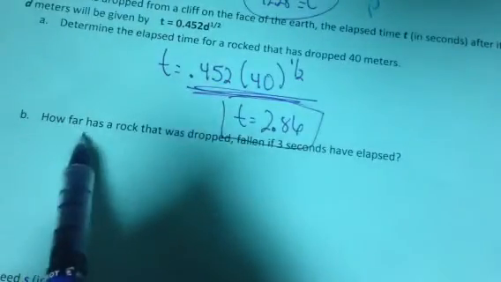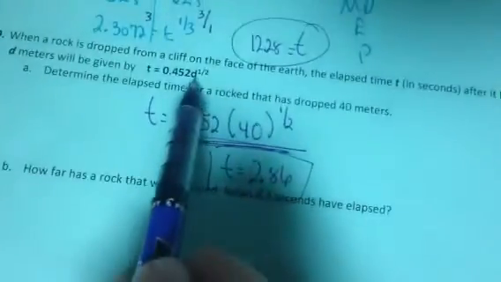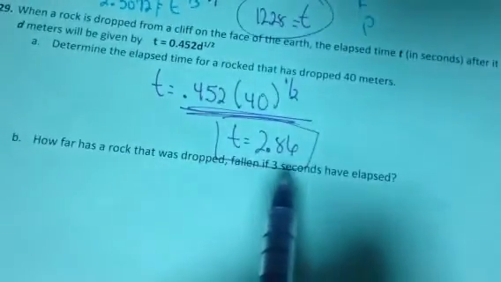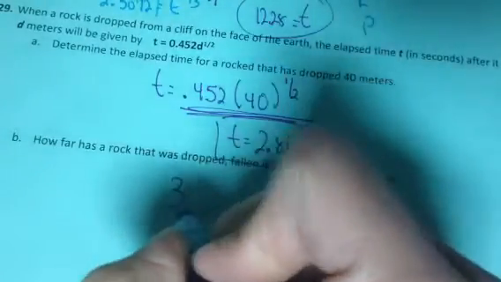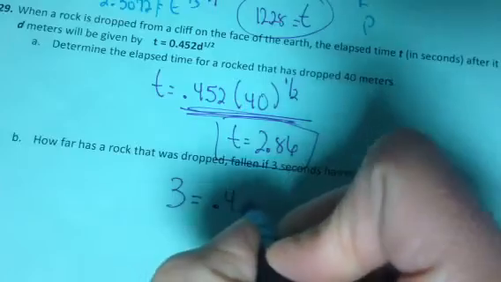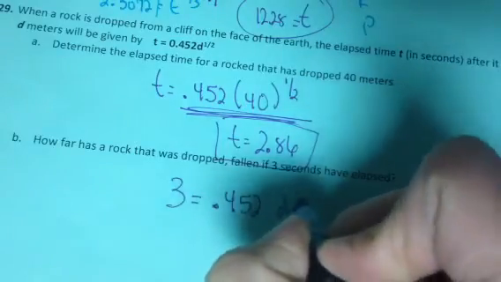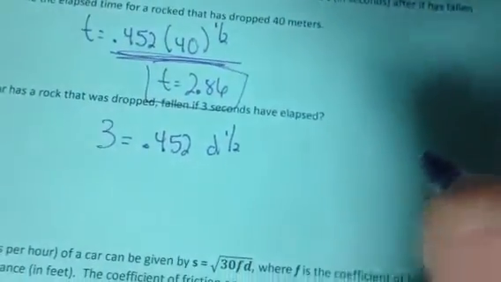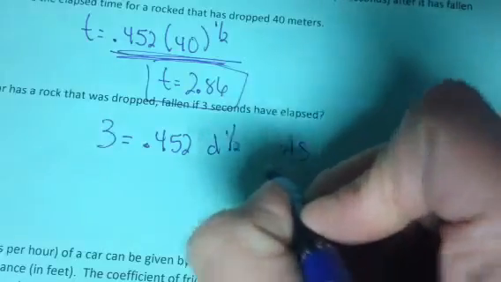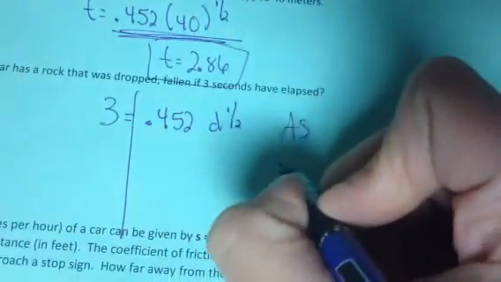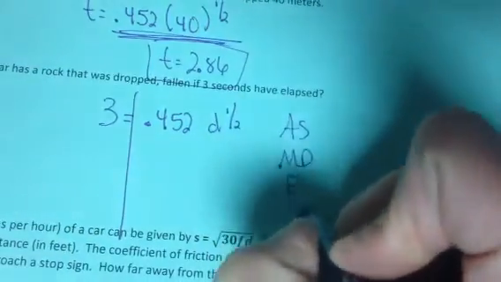So how far has a rock dropped? So what is that distance it's dropped if 3 seconds have gone by? So I'm going to put 3 in. And again, that's a 1/2 power. That doesn't look very good. I've got to get d alone. It's just one type of d, so I'm doing this PEMDAS backwards.